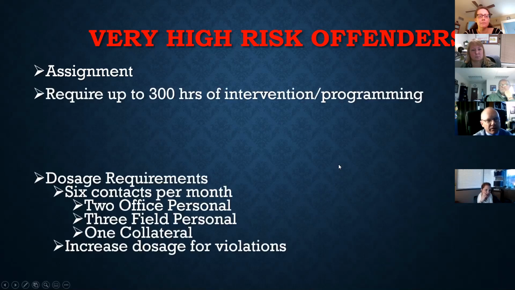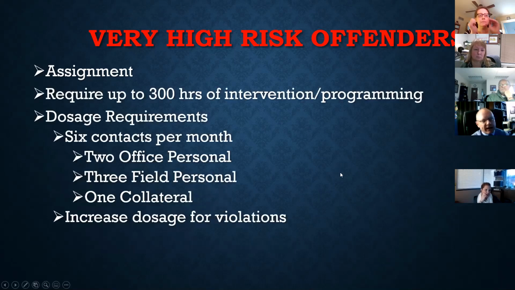Again, very high, up to 300 hours. Look at the contacts per month. Again, very intensive, a lot of accountability, community protection, but also following up with all services and so forth as outlined in the case plan. 2 office visits, 3 field personals, and 1 collateral.